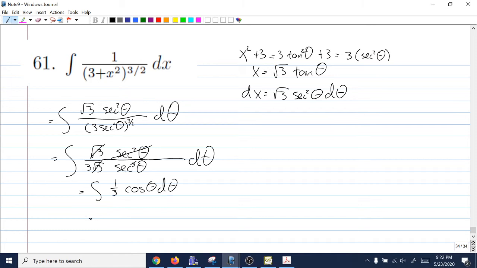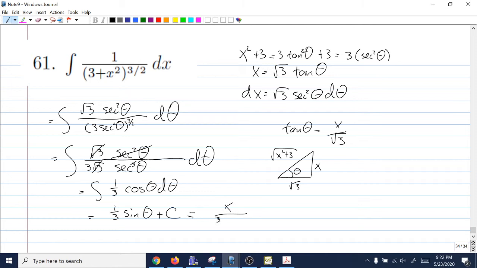The integral of cosine theta is 1/3 sine theta. What's sine theta? Well, tangent theta was x over root 3. I'm drawing my reference triangle, opposite over adjacent is x over root 3. So the hypotenuse is the square root of x squared plus 3. Sine theta will be opposite over hypotenuse. That'll be x over 3 root x squared plus 3, plus a constant.